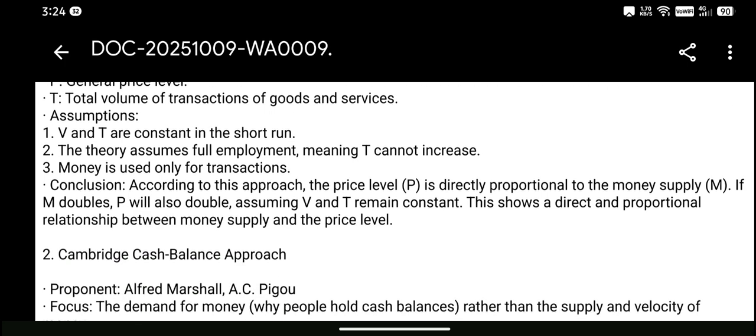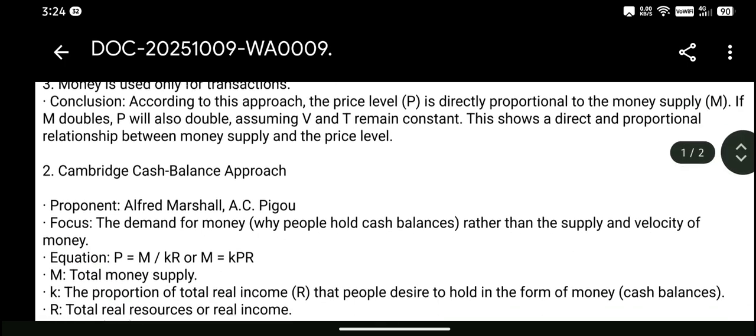Assumptions: V and T are constant in the short run. The theory assumes full employment, meaning T cannot increase. Money is used only for transactions. Conclusion: according to this approach, the price level P is directly proportional to the money supply M. If M doubles, P will also double, assuming V and T remain constant. This shows a direct and proportional relationship between money supply and the price level.